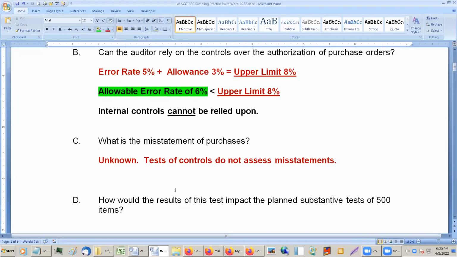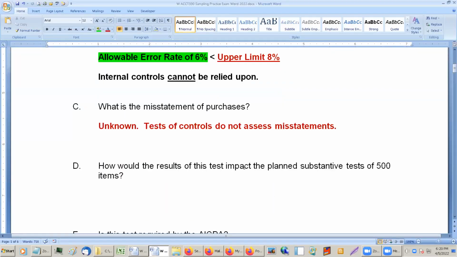And when you're testing controls, you want to be able to rely on them because it will reduce your substantive testing. So the whole purpose of testing internal controls is that you can say, okay, these controls are good, so we can go ahead with our planned amount of substantive testing for the dollar amounts, testing to see if these things are misstated. If we can rely on the controls, we can go ahead with our plan. If we can't rely on the controls, now we have to go to plan B, which is what you do if you can't rely on them. So that's kind of where we're at down here.